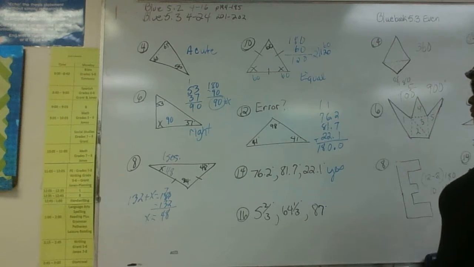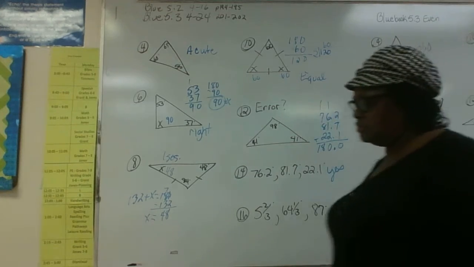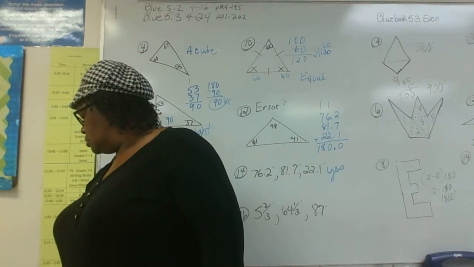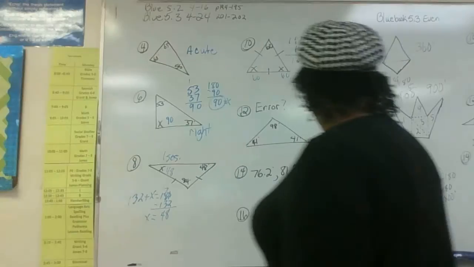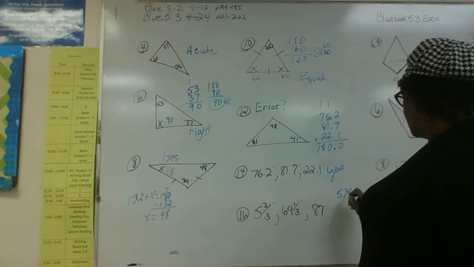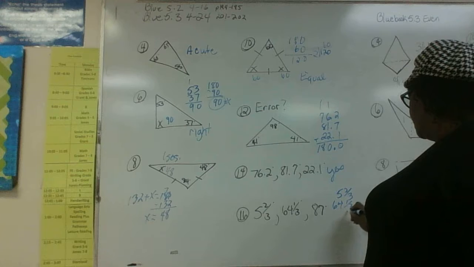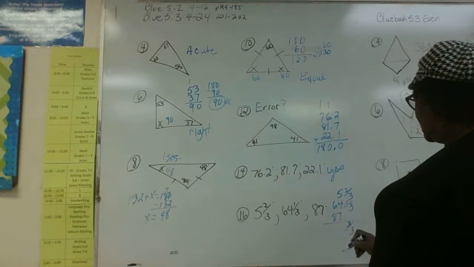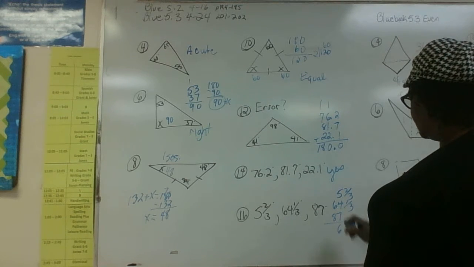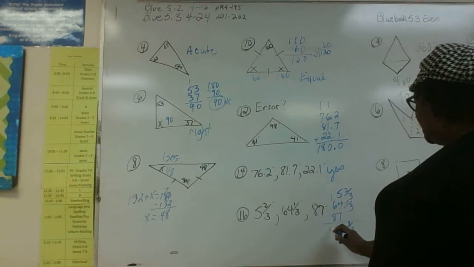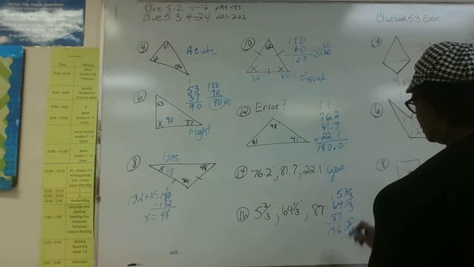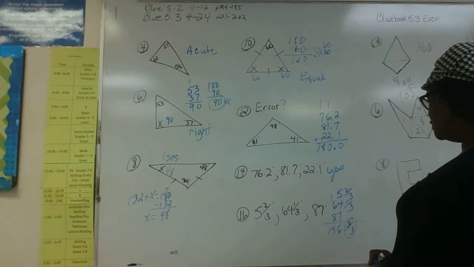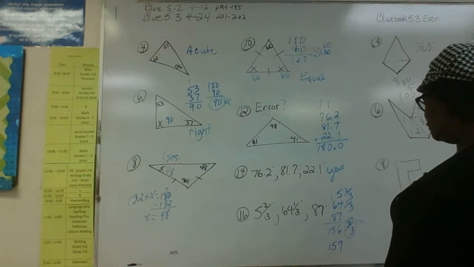Okay, here in number 16, we have 5 2/3, 64 1/3, and then 87. When we add, this is 3/3. This is 9 plus 7, which gives us 16. That's 7 plus 8, which gives us 15. This is equivalent to 1 whole. So the 1 whole added to the 156 whole, we have a total of 157.